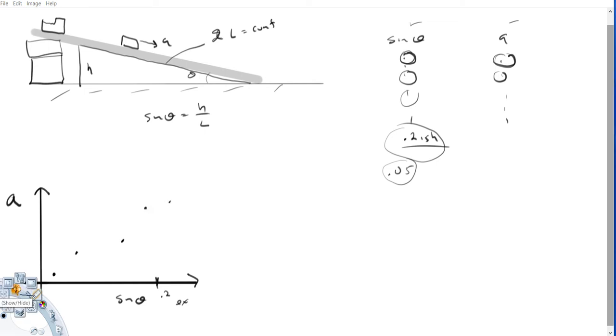Draw what's called the best fit line through it. Take a ruler, and the best fit line, just like its name implies, is a line that best describes the data as a whole. Maybe something like this. Ideally, it should go through 0, 0. Hopefully it does. If it doesn't, don't panic. It's okay.